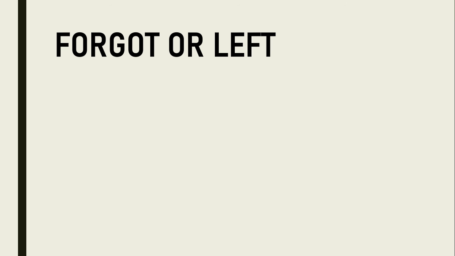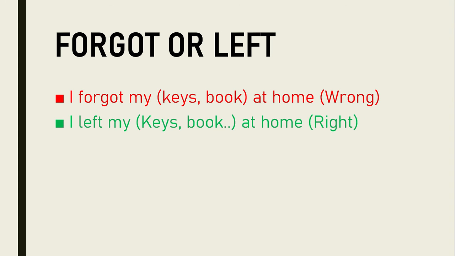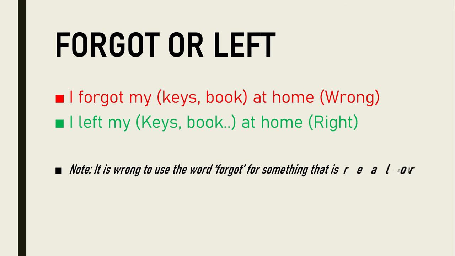One more common error in our spoken and written language: forgot or left. Most times we use the word forgot when we have left something at home, maybe our keys, maybe a book, maybe a material or document. We do that a lot of the time. So, I forgot my keys at home. It's wrong to say that. What's the correct thing to say? I left my keys at home. Why is that so? It is wrong to use the word forgot for something that is real or visible.